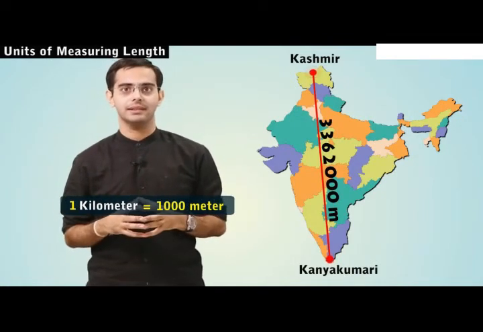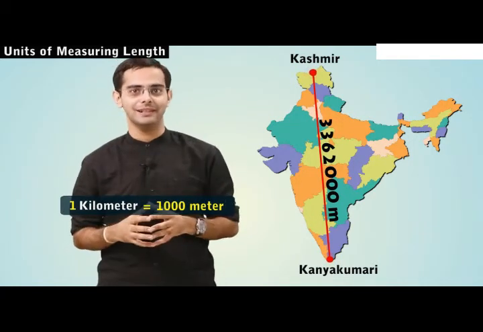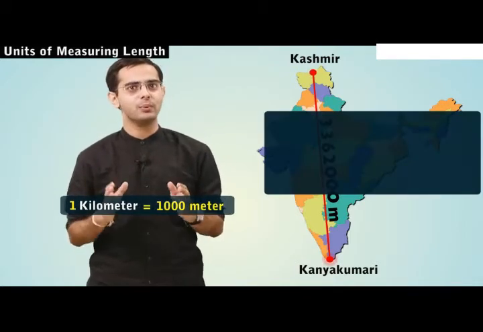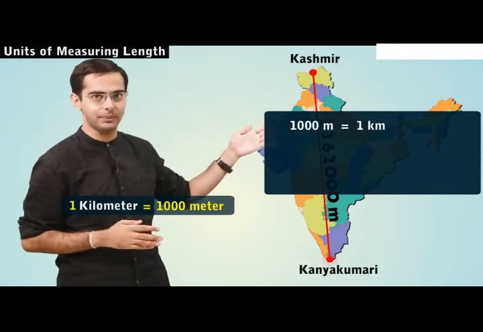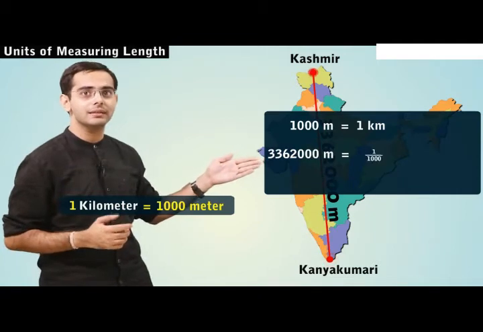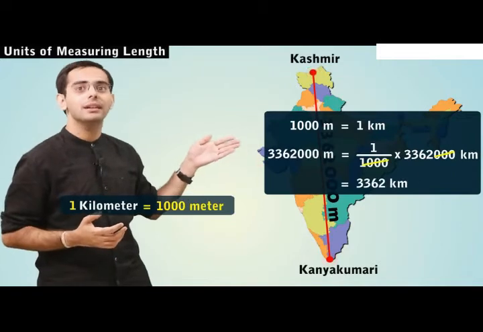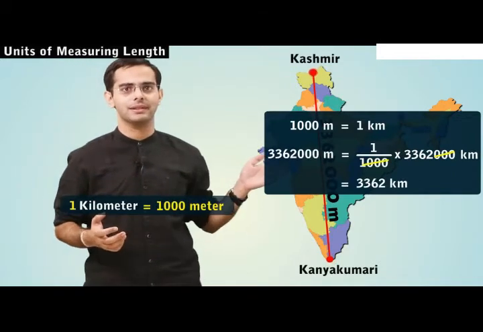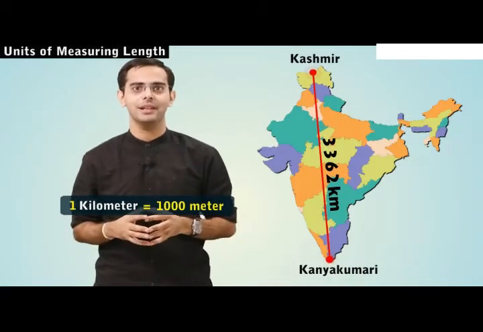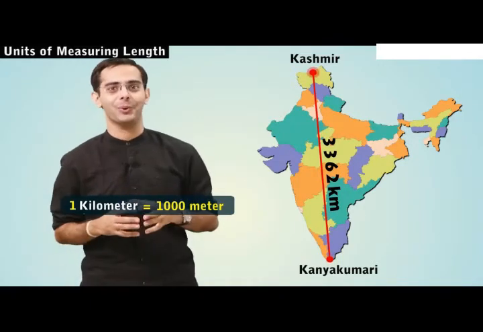33,62,000 meters, then how will you express it in kilometers? Well, we can convert this meter into kilometers by a simple mathematical calculation. So students, we know that 1000 meters equal 1 kilometer, right? Okay. So this 33,62,000 meters will be multiplied by a factor of 1 upon 1000, which comes out to be 3,362 kilometers. So the length between the two cities comes out to be 3,362 kilometers, which is approximately the distance between Kashmir and Kanyakumari by road.